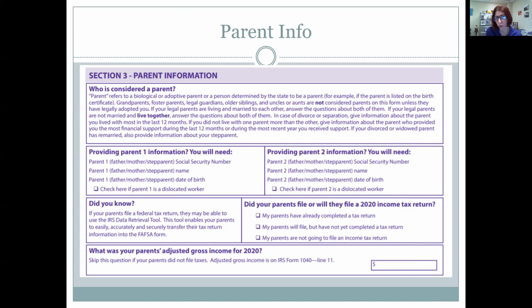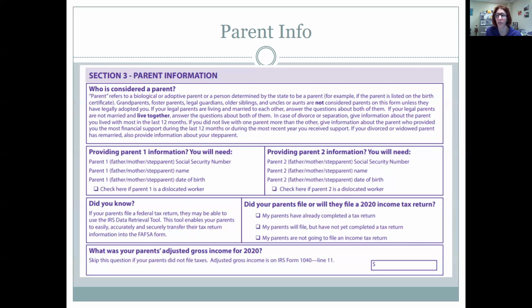It will give you an option at this point. If you say yes, my parents completed taxes, it will give you an option to actually link up with the IRS and put the tax information that's on file with them directly into your FAFSA form. We highly recommend choosing this option, as it will carry over the correct information directly from the IRS that's on file. There are a few instances where you're not able to do this.